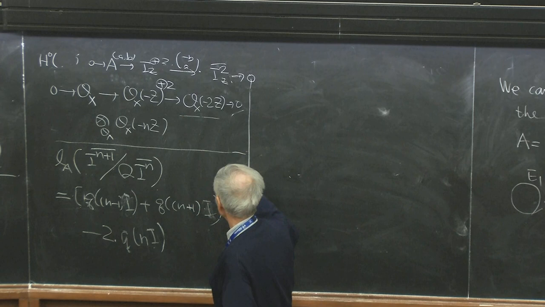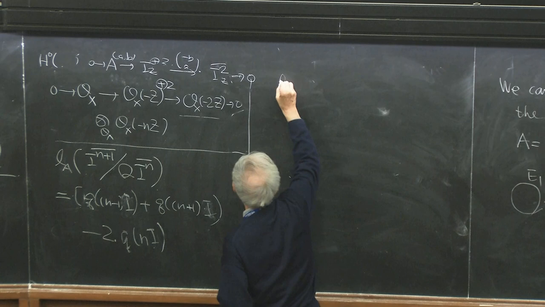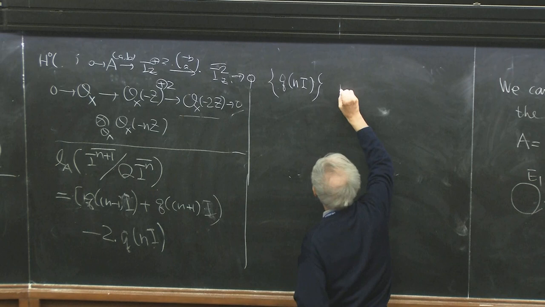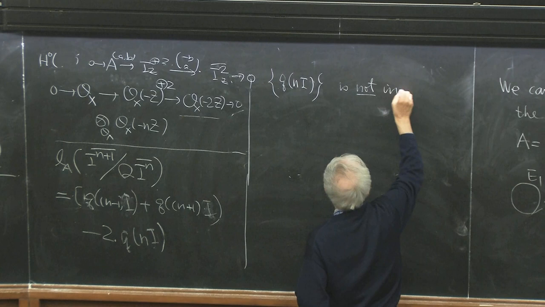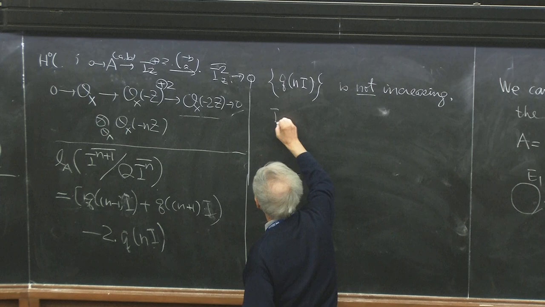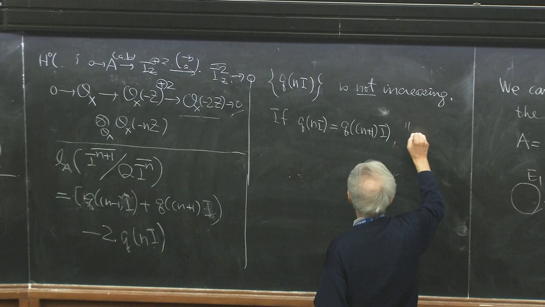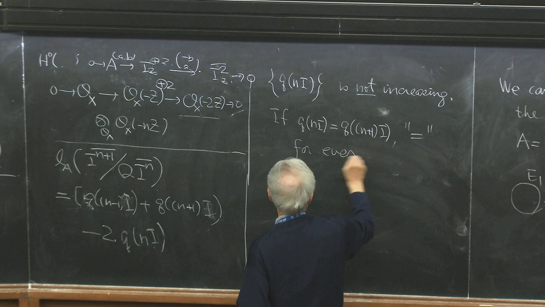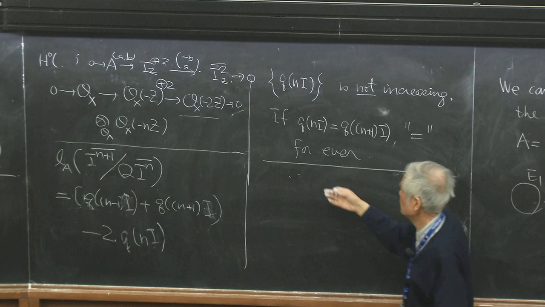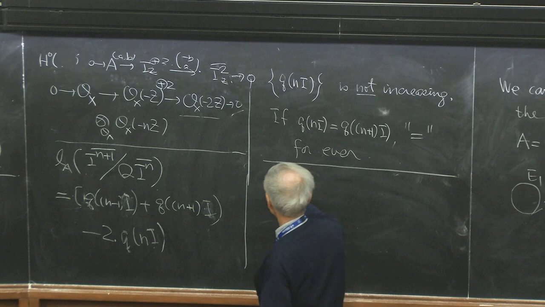And one more thing is that the sequence Q of I_n is not increasing. And if it is equal at some stage, then it is equal forever. So by this fact, since our starting point is PG, it is very easy to show.